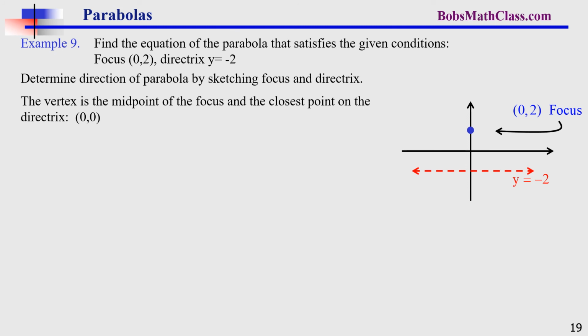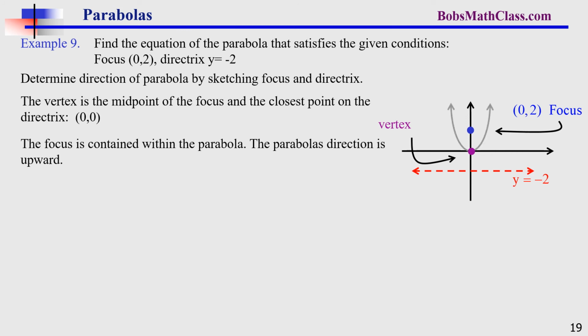Okay. The vertex is right in the middle between those 2 points. It's right in the middle between 0, 2, and the value of the point that's on the directrix, y equals -2. So between 2 and -2, the midpoint has to be 0. So our vertex is 0, 0. Right in the middle. Okay, that means our parabola opens up because the focus is always inside the parabola.